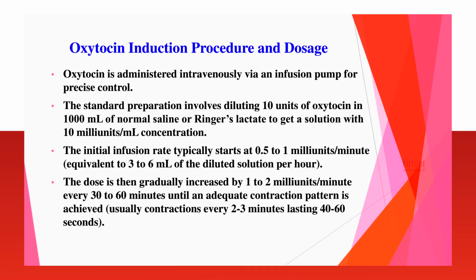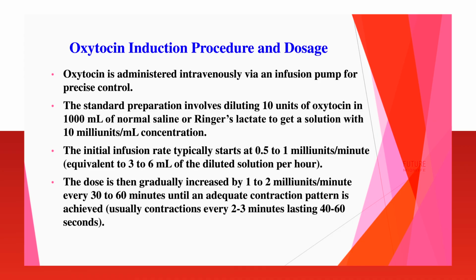Oxytocin is administered intravenously via an infusion pump for precise control. The standard preparation involves diluting 10 units of oxytocin in 1000 ml of normal saline or Ringer's lactate to get a solution with a 10 milliunits per ml concentration. The initial infusion rate typically starts at 0.5 to 1 milliunit per minute, which is equivalent to 3 to 6 ml of the diluted solution per hour.